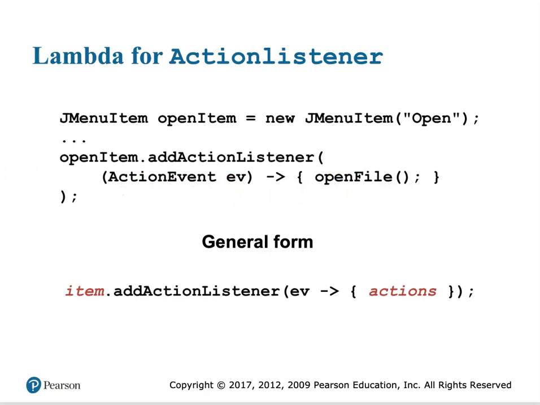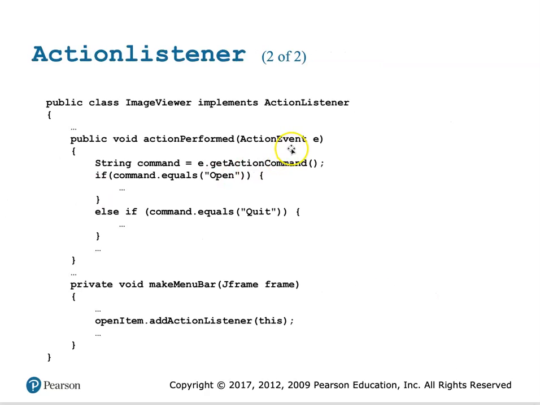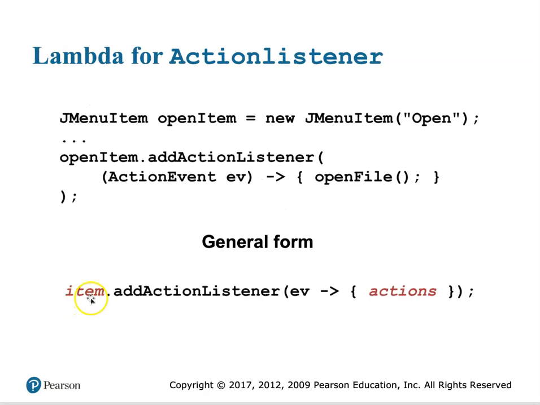Just going to jump back for a bit to what we had before in comparison. Get the event, ask the event to get the action command, then if the command equals open, do this thing, else if. So with the centralized listener, everything is tied to this one item, one object, and the decision is made. With lambdas, when we create the item, we just attach the listener and say, this is what we need to do when that happens.